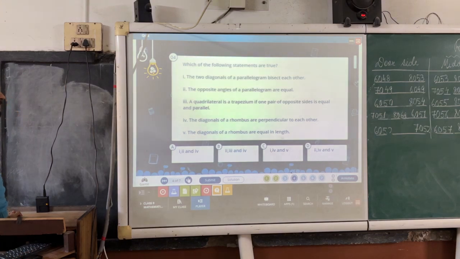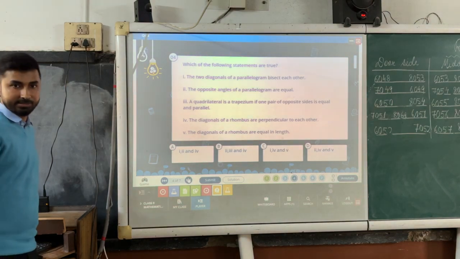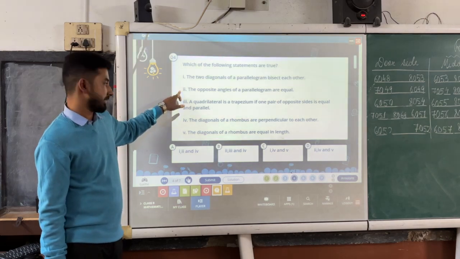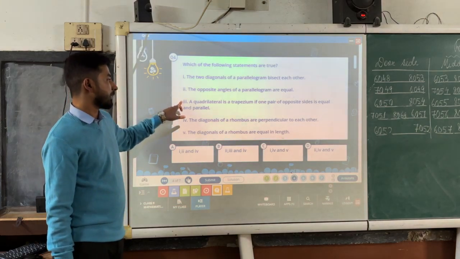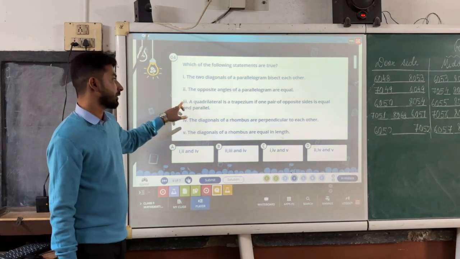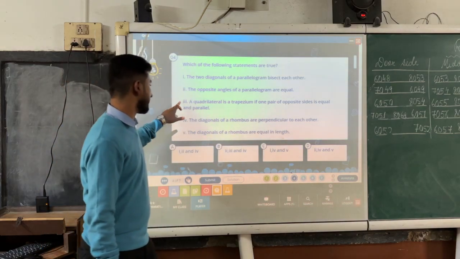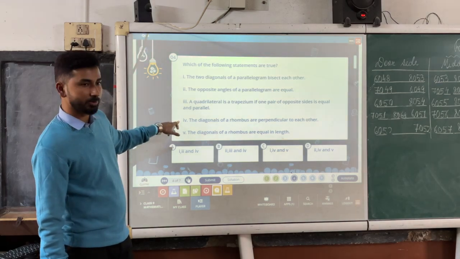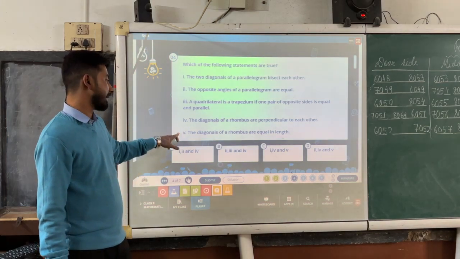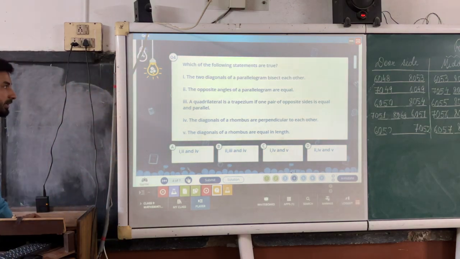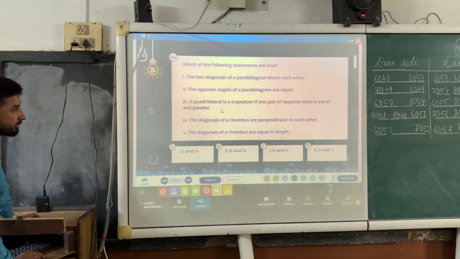The two diagonals of a parallelogram bisect each other. Is it true? Yes. The opposite angles of a parallelogram are equal. Yes, it is true. A quadrilateral is a trapezium if one pair of opposite sides are equal and parallel. Opposite sides are parallel, not equal. So this is incorrect. False. The diagonals of a rhombus are perpendicular to each other. Yes, it is true. And the diagonals of a rhombus are equal in length. No, it is false. So which ones are true? Option number 1, option number 2, and option number 4.